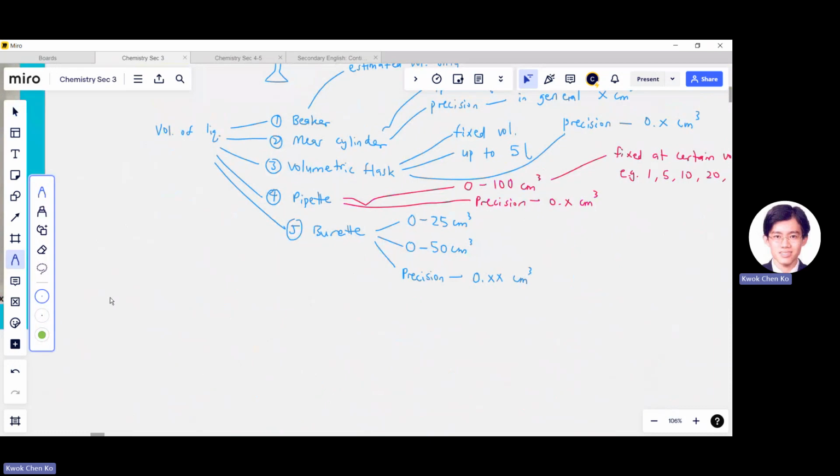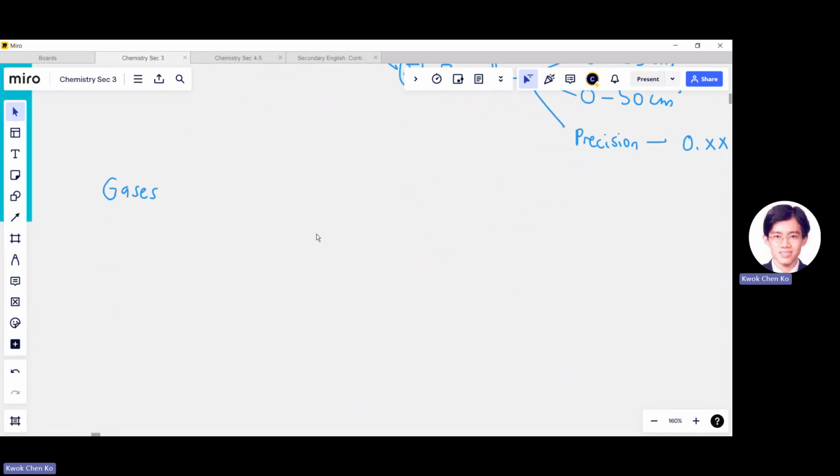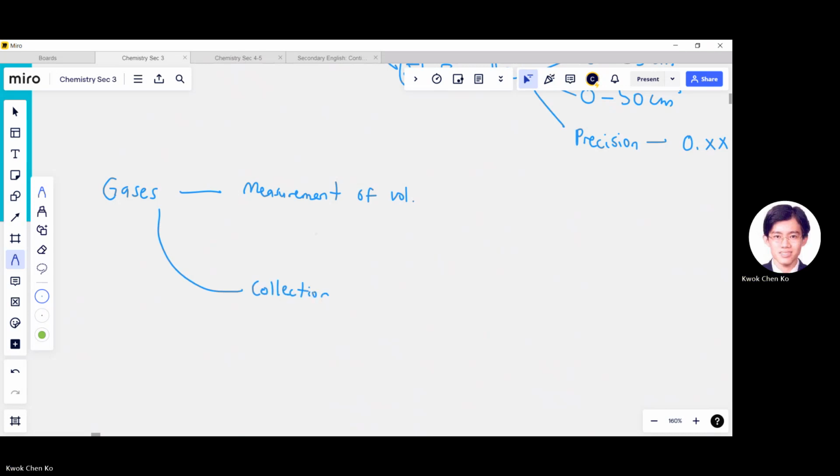Gases will certainly come up in your theory. Okay, for gases, there are, to me, 3 parts to take note of. One is measurement. Of course, measurement refers to the volume. We hardly measure the mass of gases. Next will be collection. Lastly, will be the drying.